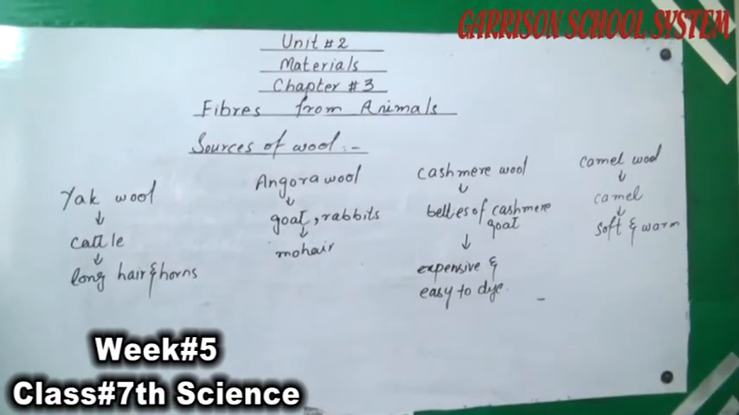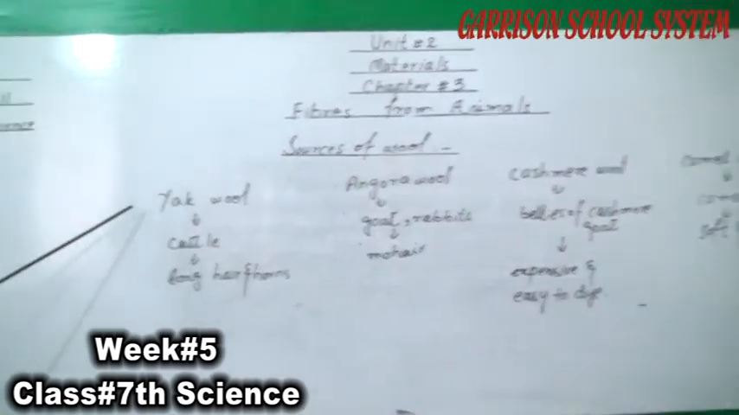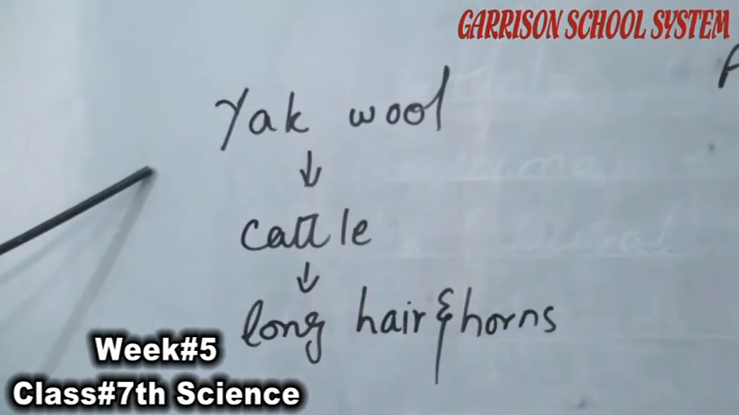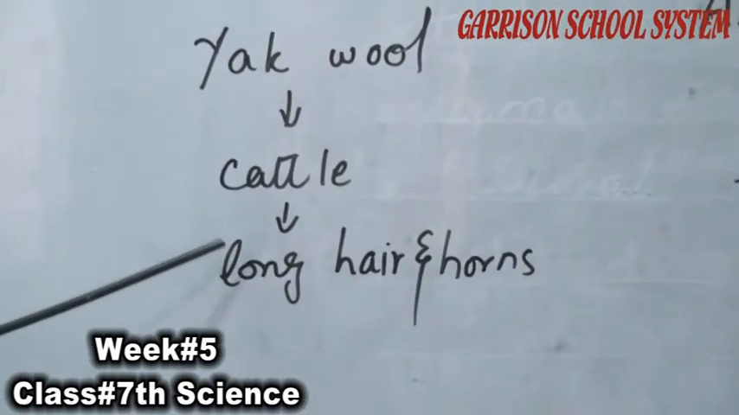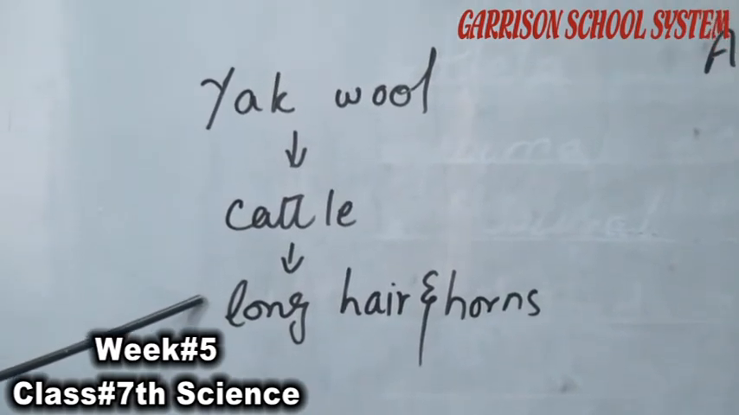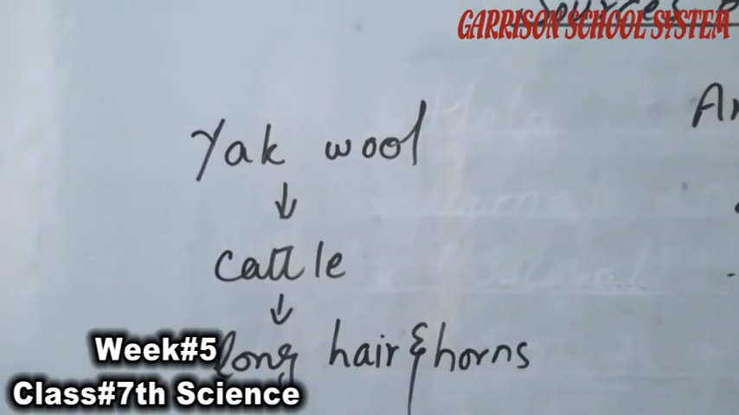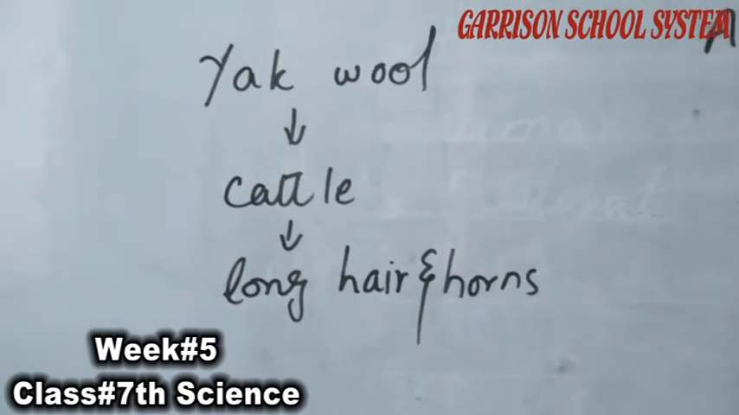So what is the yak wool? It is written over here. Yak wool normally comes from a type of cattle with long hair and long horns. Yak wool is popular especially in Tibet and Ladakh.